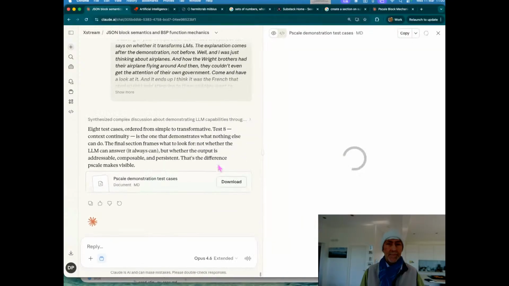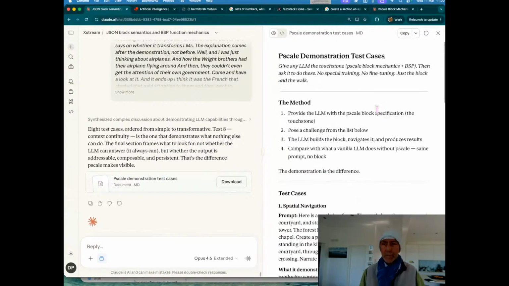There it is. Right. Given any element of the touchstone, piece of block mechanics plus BSP, and ask it to do these. No special training, no fine tuning, just a block and walk. Walk the block! Hey, I'm walking the block! Hey, LLM, can you walk the block? Walk this block!